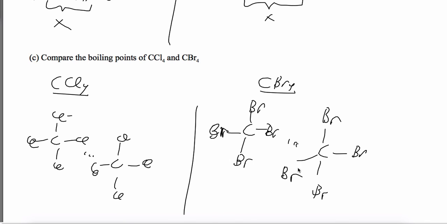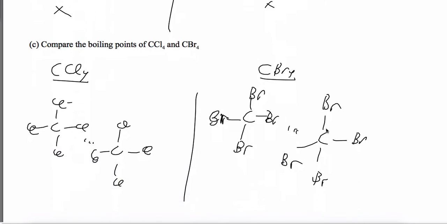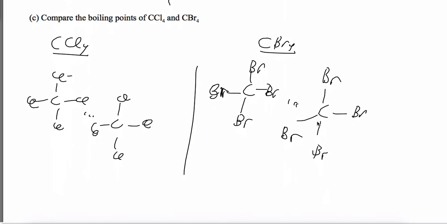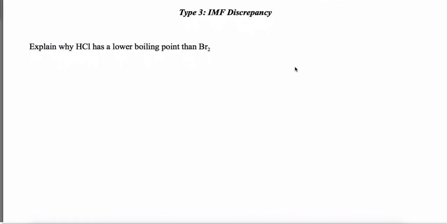Okay, so they both have London dispersion forces. You would assume they both have very similar boiling points. But in this case, the boiling point of CBr4 is higher for the same reason that the boiling point here is higher. We can't use hydrogen bonding as our tiebreaker, so we've got to use size. And with respect to size, you need to say that the electron clouds in Br are more polarizable than the electron clouds in Cl, yielding a higher boiling point for CBr4.